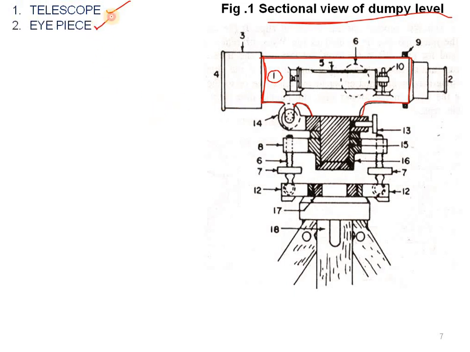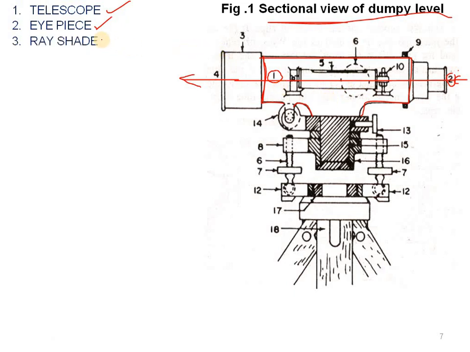And the second one is the eyepiece. From this eyepiece, we will be seeing the object. That means the arrow mark which I have shown here. With our naked eye, we will be seeing from this side through to the object glass. This is nothing but the eyepiece.